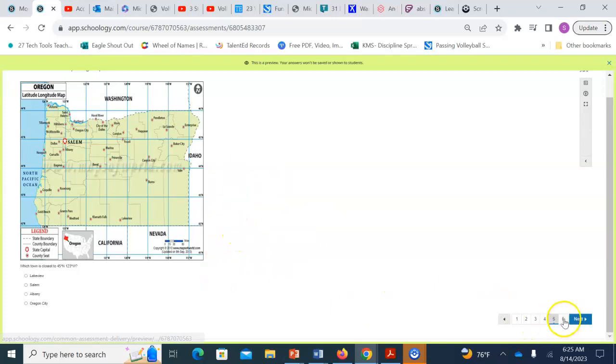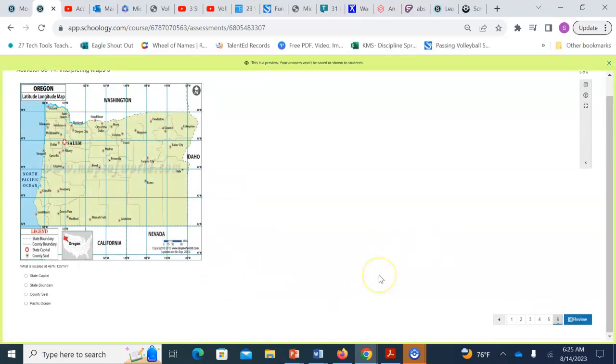All right, and then lastly, what is located at 46 degrees north and 125 degrees west? Okay, so look at your terms out here and then match them where they go. It's just a coordinate, so just a math skill, very much like doing your X and your Y axis.